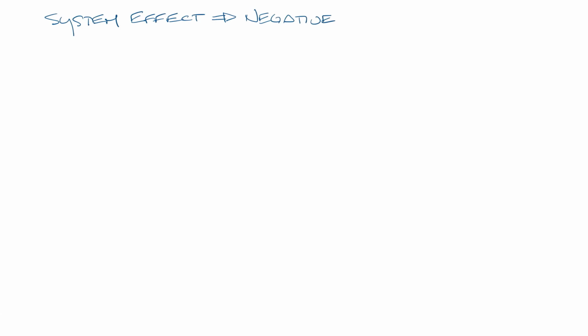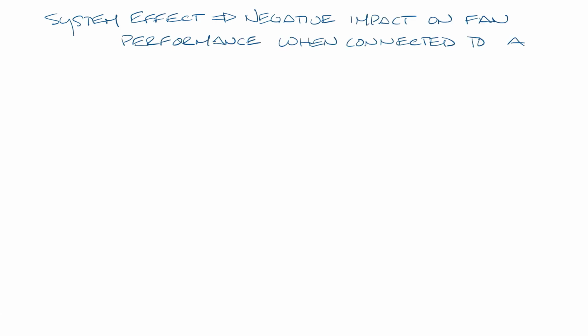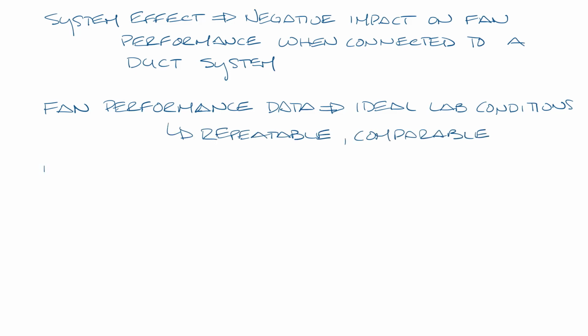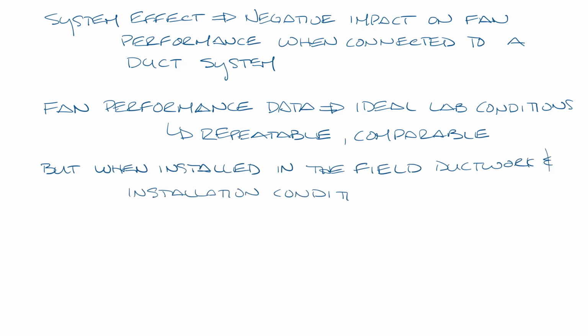System effect is the negative impact on fan performance that results when a fan is connected to a duct system. So fan performance data is taken in an ideal lab condition. This allows you to look at fan data and know that at a certain pressure and RPM, the airflow will be a certain CFM. It makes it repeatable and comparable. But when installed in the field, the ductwork and installation conditions will be different than how the fan was tested.